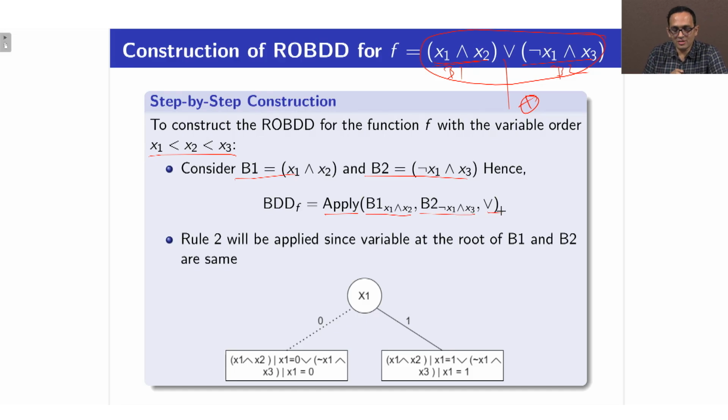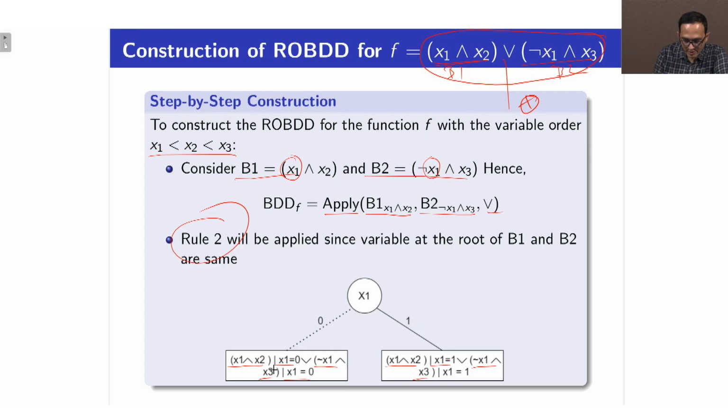So, what is the rule here? Rule 2 will be applicable, because both of them have x1. I will apply rule 2, because rule 2 says that both BDDs have the same root node. Then you see, now things will be very simple. So, what I am doing here, for x1 equal to 0, this is the formula which I restrict with x1 equal to 0, and this is the formula which I restrict with x1 equal to 0. Similarly, this is the formula I restrict with x1 equal to 1, and this is the formula which I restrict with x1 equal to 1.